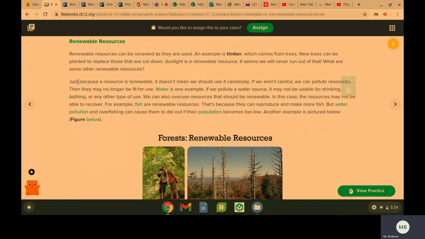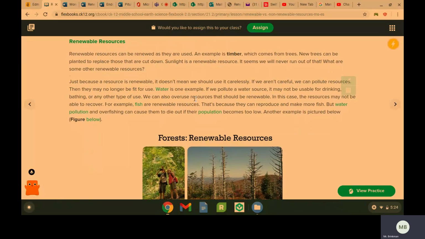So even though we have renewable resources, we need to use them responsibly. One thing we can do is pollute resources so that we're not able to use them. All right. Water is one example. If we pollute water, we can't use it for drinking, also bathing or any other use.